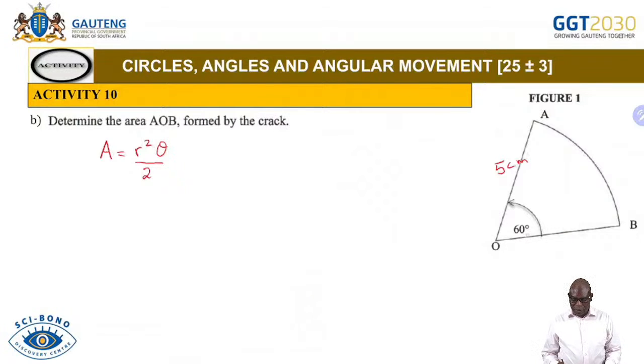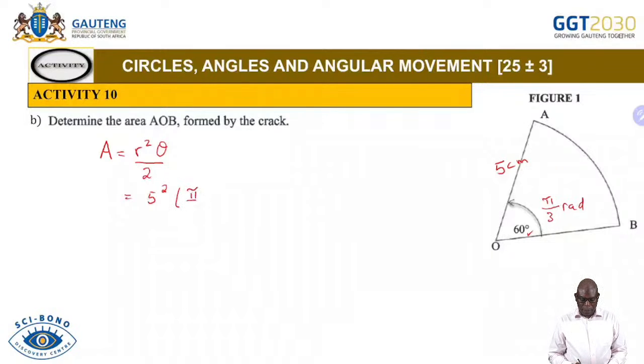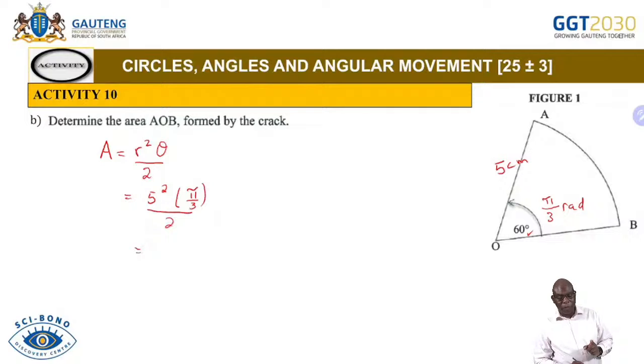Remember, theta was given as 60 degrees. We have already changed that theta to pi over 3. Okay, so I just go and substitute. My R is 5 squared. My angle is pi over 3, all divided by 2. Remember, in angular movement we are using radians. So here it's 25, and I think the answer there will be 25 over 6 pi. Leave your answer like that.